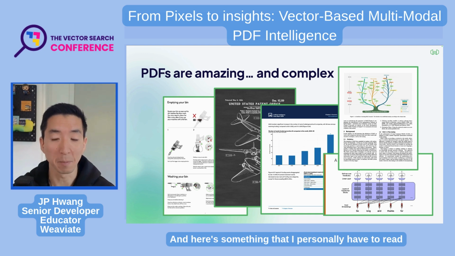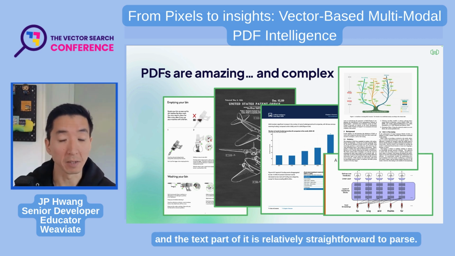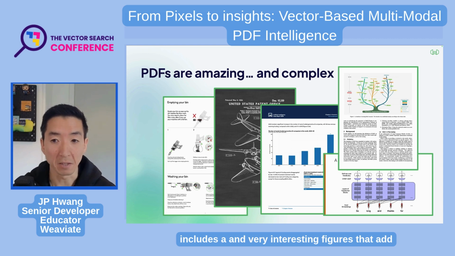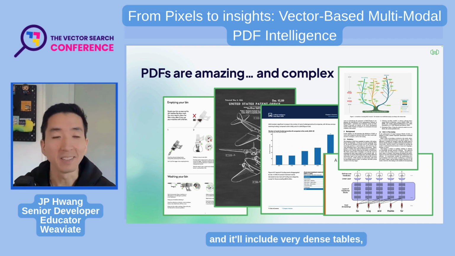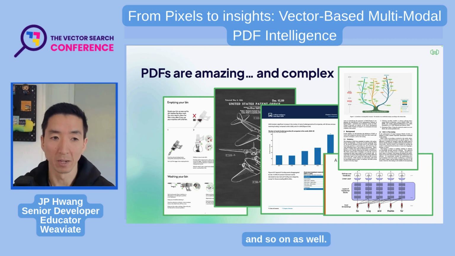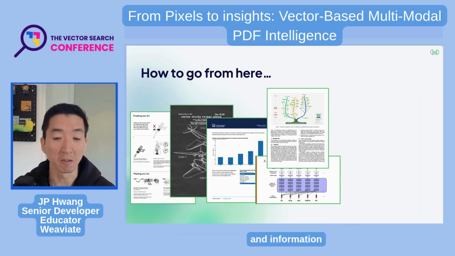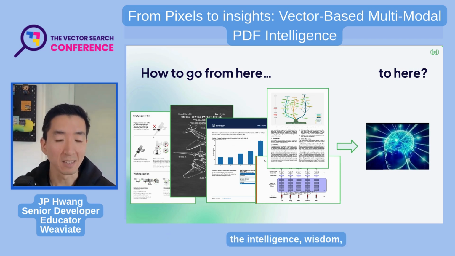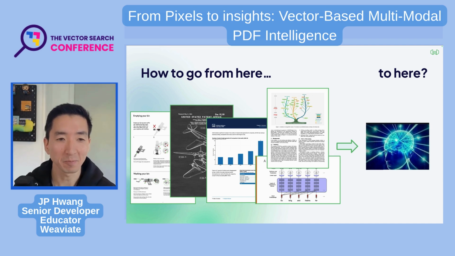And here's something that I personally have to read quite a bit, which is a screenshot from an academic paper. It's very dense with a lot of text, and the text part of it is relatively straightforward to parse, but it quite often, again, includes very interesting figures that add context to the text, and it'll include very dense tables and so on as well. So how do you go from these types of images and information to something that we can work with, and ultimately the intelligence, wisdom, and insight that we want to get from these images?